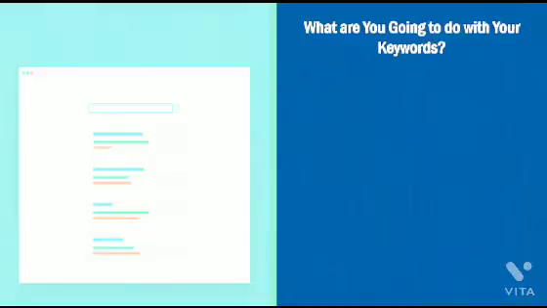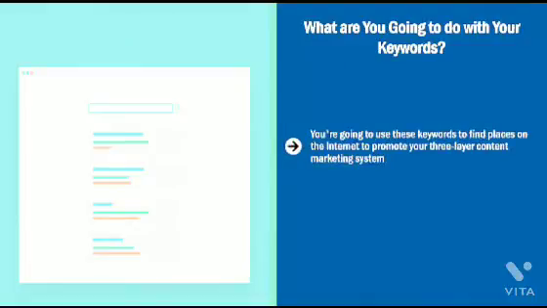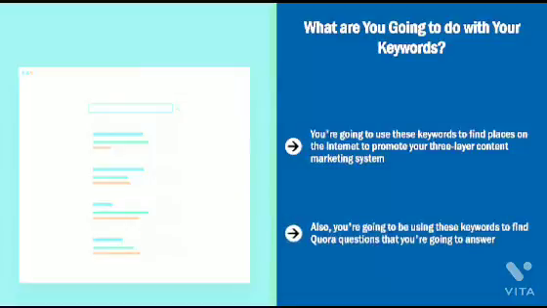What are you going to do with your keywords? You're going to use these keywords to find places on the internet to promote your 3-layer content marketing system. You are also going to use these keywords to help guide you through the content creation process. You're going to incorporate some of these keywords into the content that you produce. Also, you're going to be using these keywords to find Quora questions that you're going to answer.